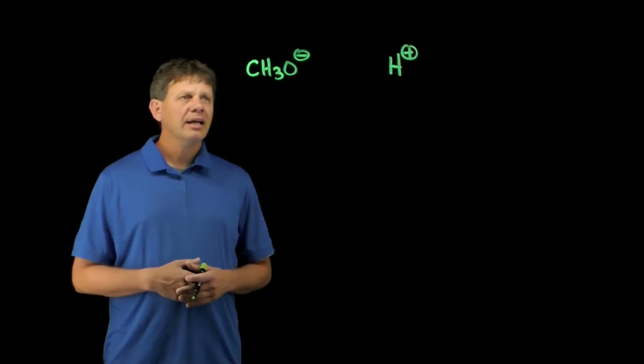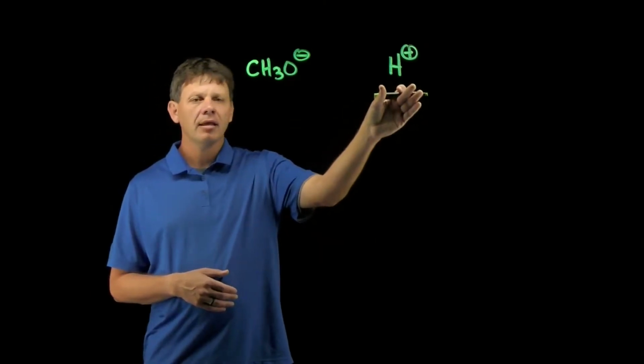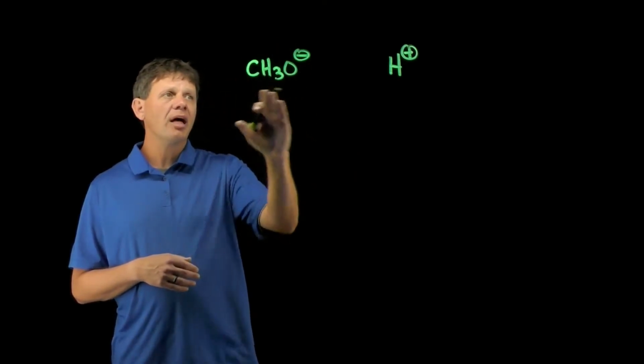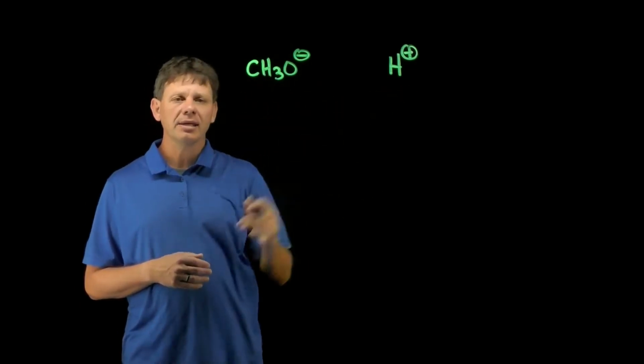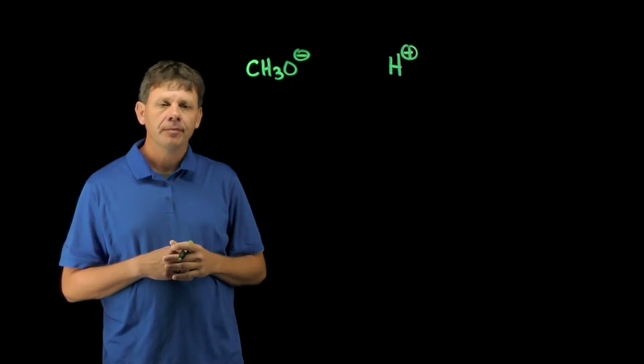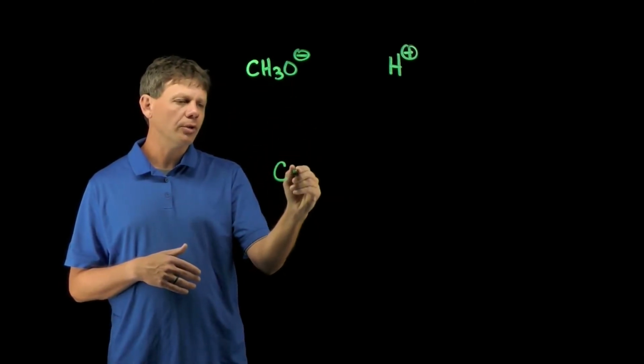This assessment asks us to draw the Lewis structure of the methoxide ion and the proton H+, and then tell where in methoxide we would expect the H+ to add on the basis of that Lewis structure. Well, let's draw this. We can just jump ahead to the Lewis structure.